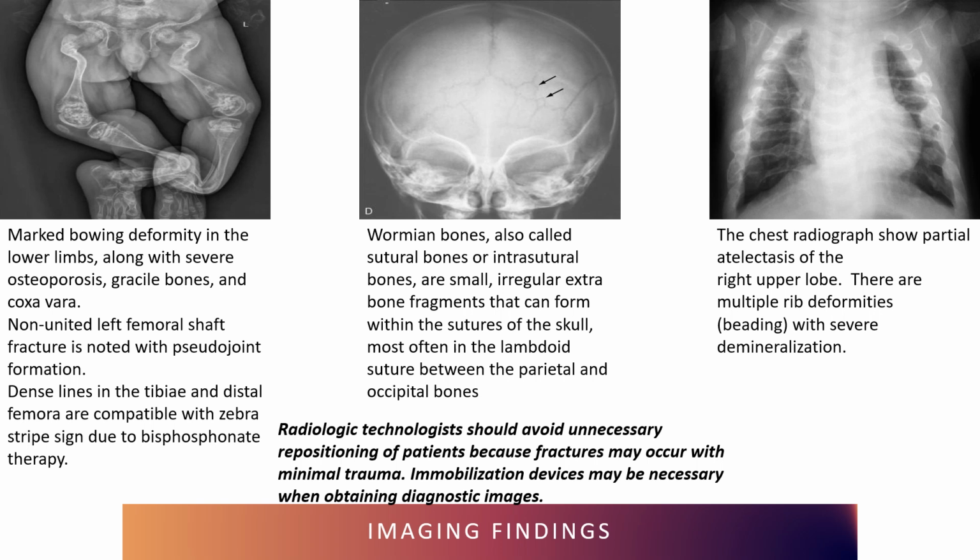So in the first image, you have that bowing of the femur as well as the fibula. In the middle image, you have wormian bones. These are the little small bones that primarily lie on the occipital sutures. And the third image is a chest radiograph showing atelectasis of the right upper lobe.